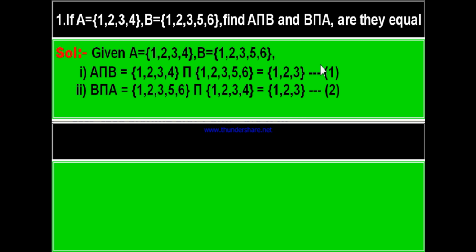Then are they equal, he is asking. Is it clear now? From 1 and 2, you can find that A intersection B is equal to B intersection A, both are equal.